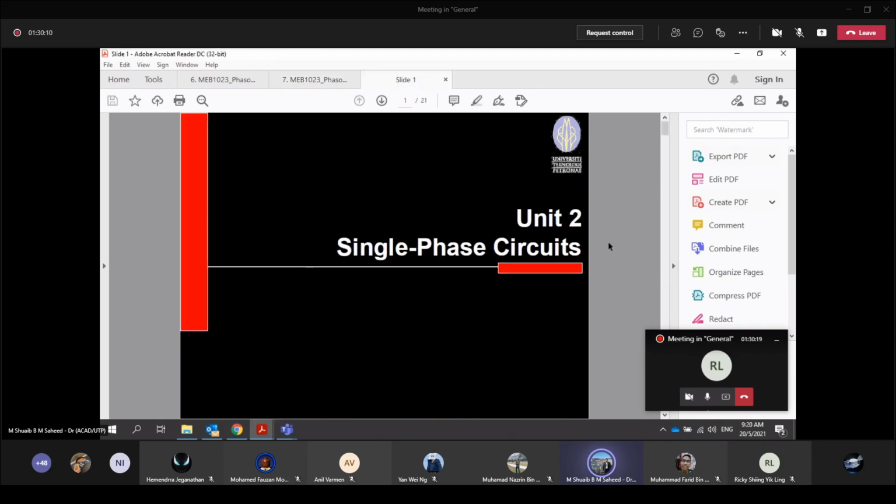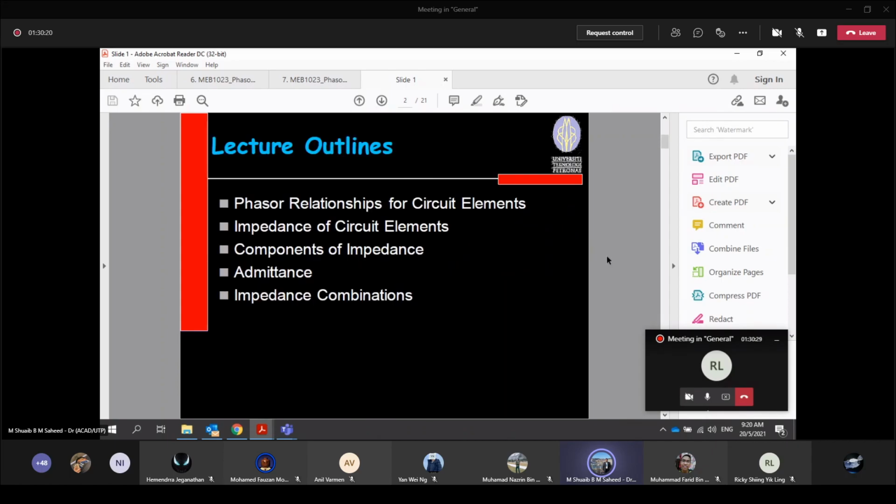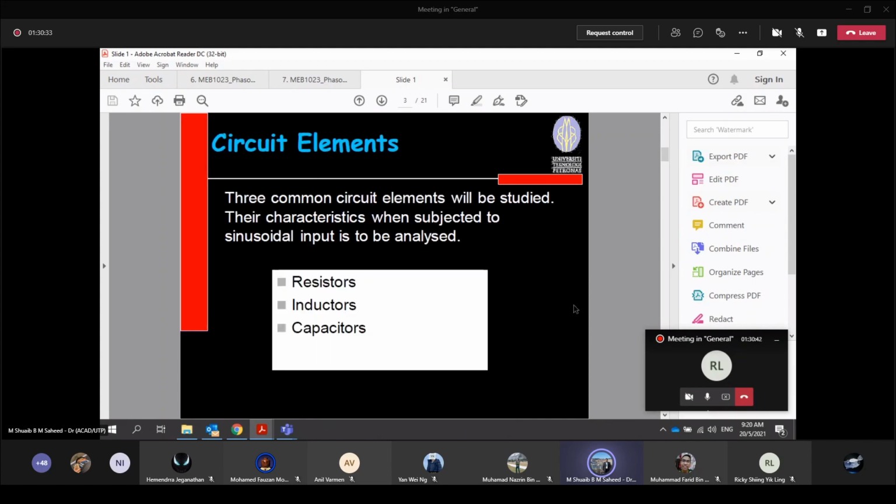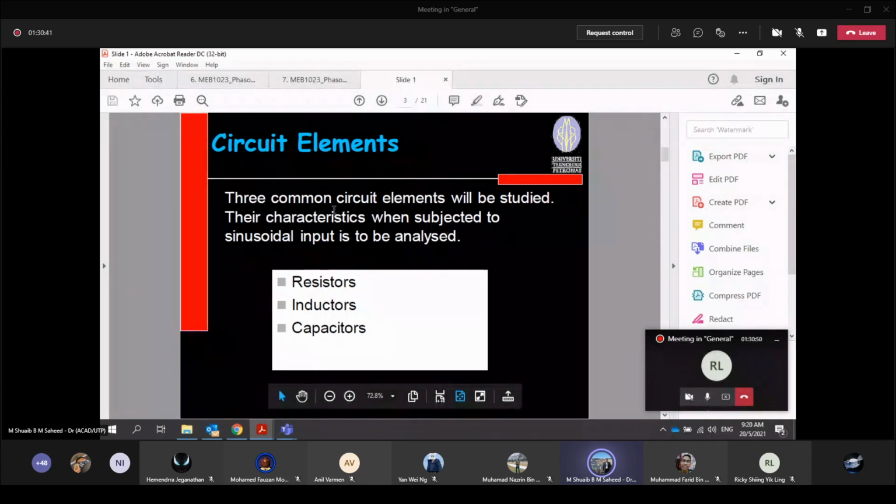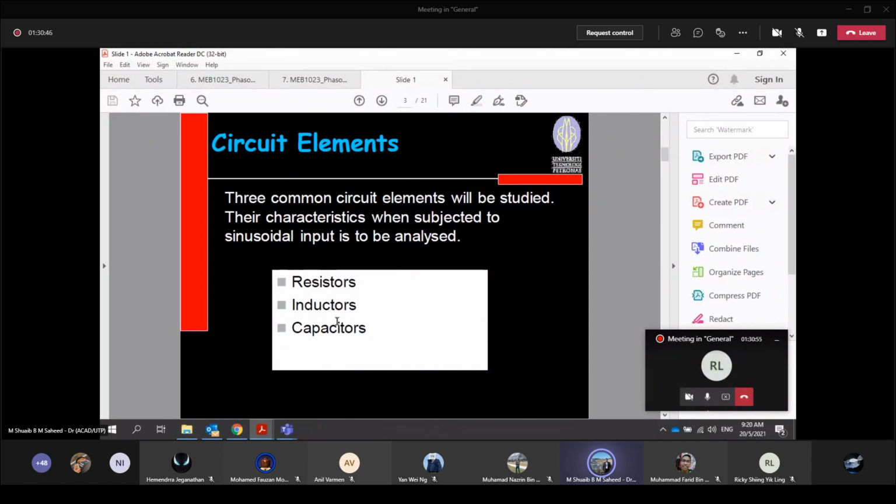Okay, so this will be the next one, also for single phase. All of these are actually in the same slide. It's just being divided into 3 parts. These are just basic elements that you are going to look into: the impedance, the components of impedance, the admittance, and the impedance combinations. So the circuit elements is just another revision. Common circuit elements, the most basic one will be the resistors, inductors, capacitors.